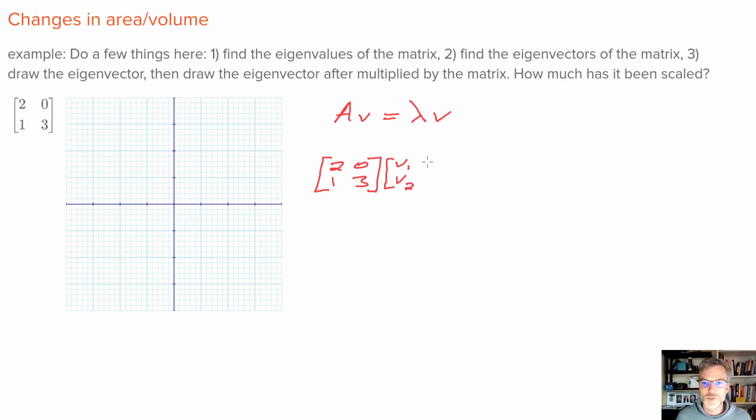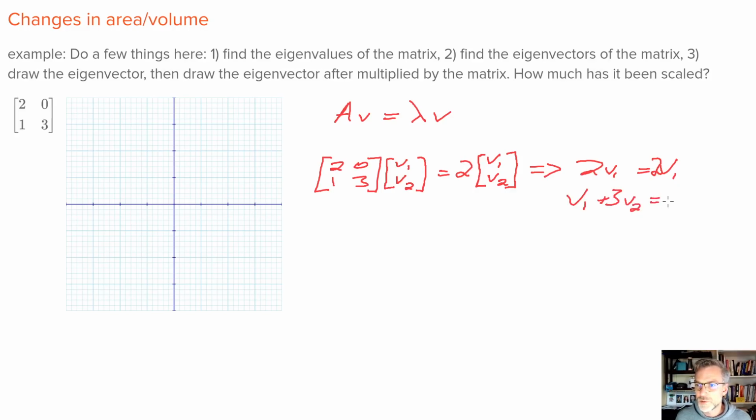I'll put v1, v2 for my unknowns here. And I can multiply it by my first eigenvalue, sorry, of 2, like this. And I can solve the resulting system of equations. And you see I've got 2v1 equals 2v1. And the other equation is v1 plus 3v2 equals 2v2.